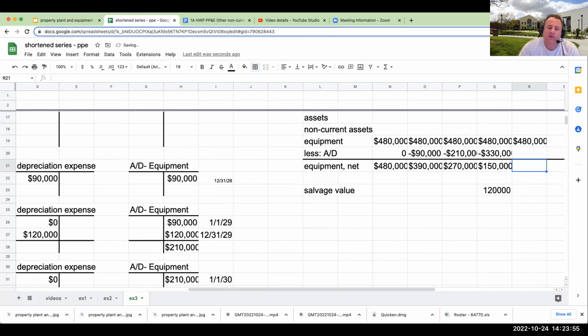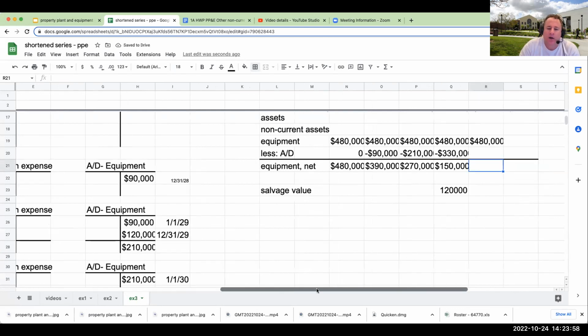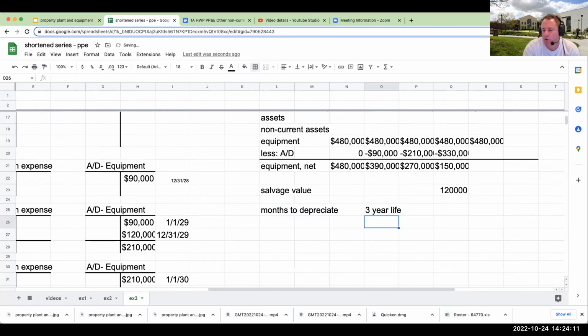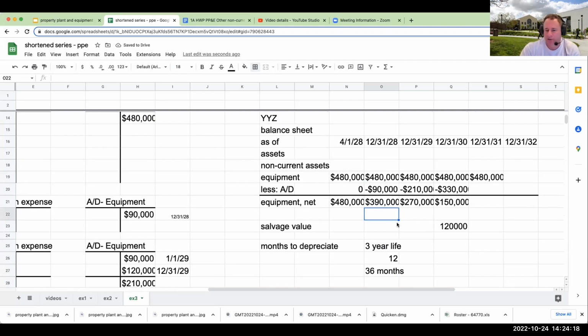Now, when we get into this kind of a scenario, how many months of depreciation have I taken? Well, this had a 3-year life, or 12 months in a year times 3 years is going to be a total of 36 months. So how much did I depreciate during this first year? Well, I only used it from April 1st through December 31st, so it's going to be 9 months. The second year, I used it for 12 months.